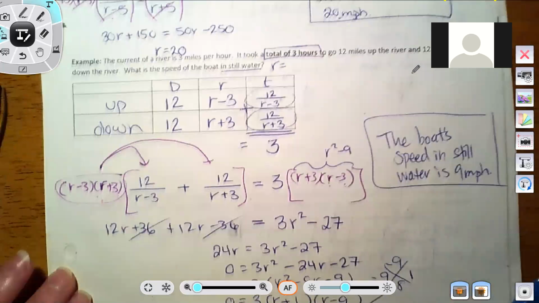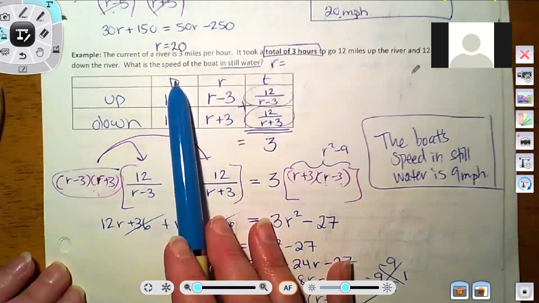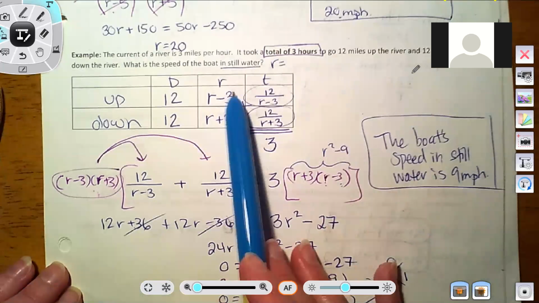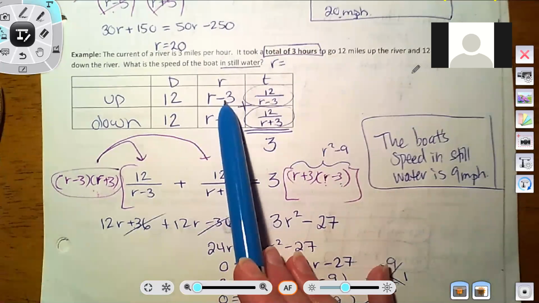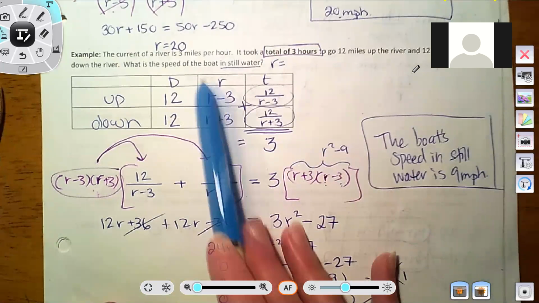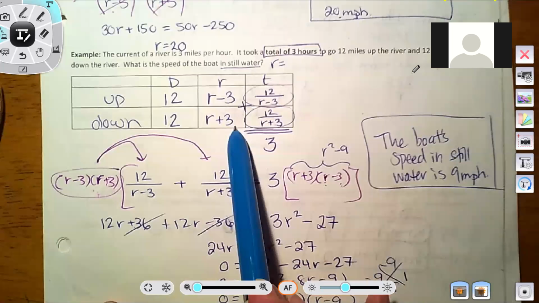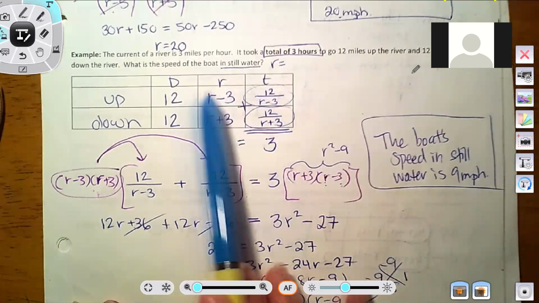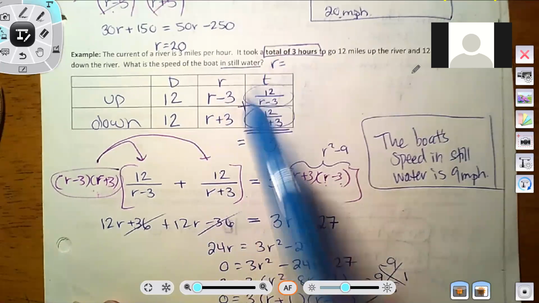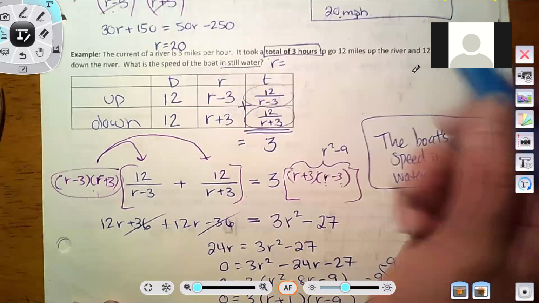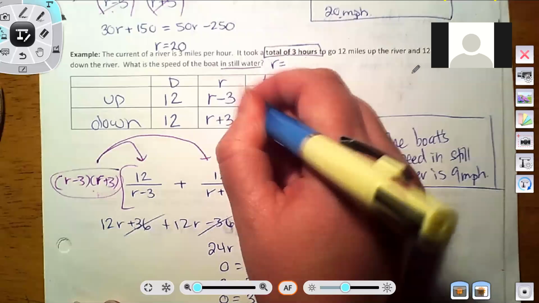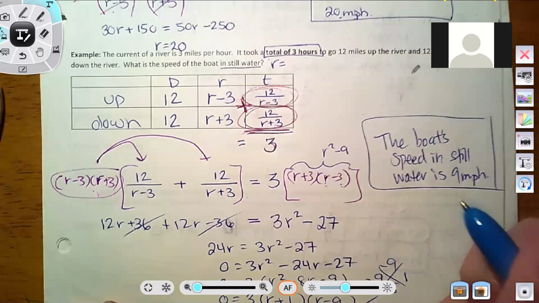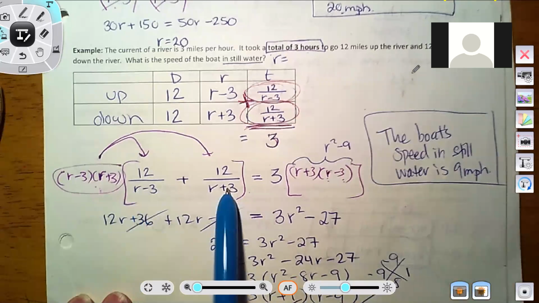Just like before, we have distance. In this case, it was distance going up and down were both 12 miles. Going against the current, so -3, current was 3 miles per hour in this problem, and with the current +3 for downstream. Time is distance divided by rate, and it said that the total, so total is 3 hours. So the time part will add up to 3 hours. So this time going upstream, this time going downstream is a total of 3. Upstream plus downstream equals 3 hours in total.